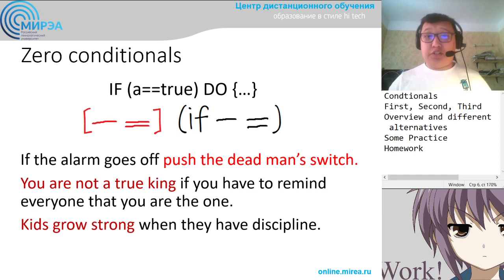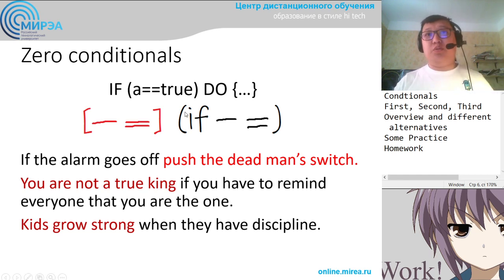So zero conditionals and conditionals in general are almost the same as we have in programming. So you can see here in this line, this is a line from some programming code. So if something is true, then do this and that. So zero conditional looks the same thing. We also, and all other conditionals too.